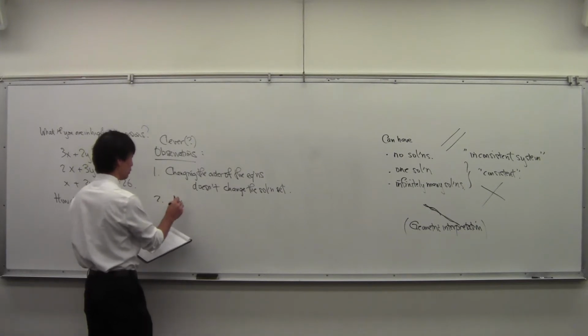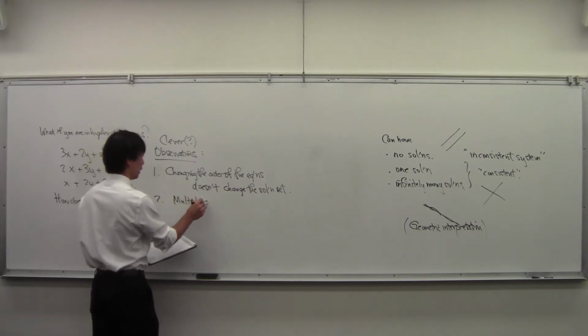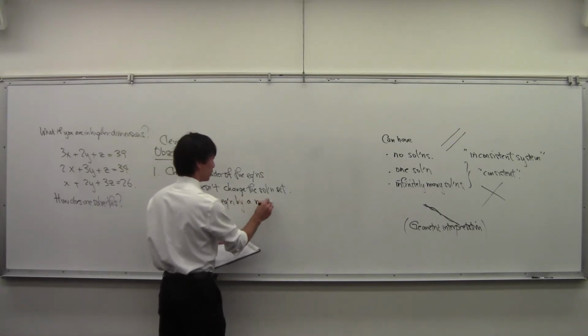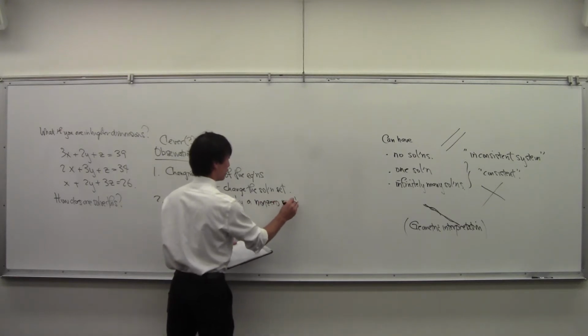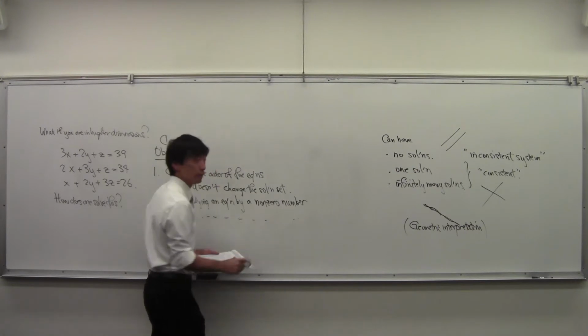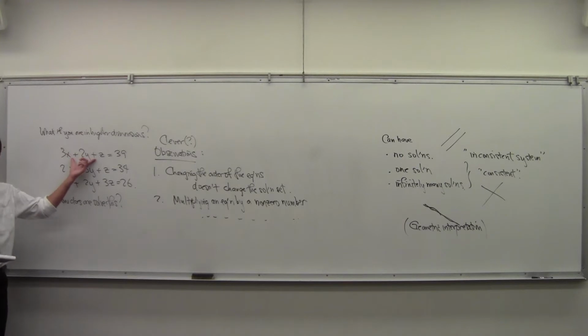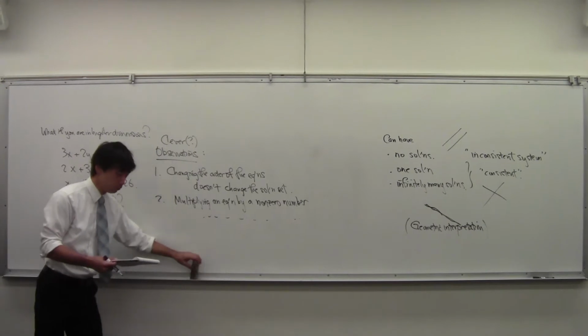Two, multiplying an equation by a non-zero number also doesn't change the solution set, right? The equation will look different, but you're not changing the solution. You're not changing what x, y, and z satisfy. If it satisfies this, then certainly it satisfies the equation that I get when I multiply by 2 or by a half, right? Okay.